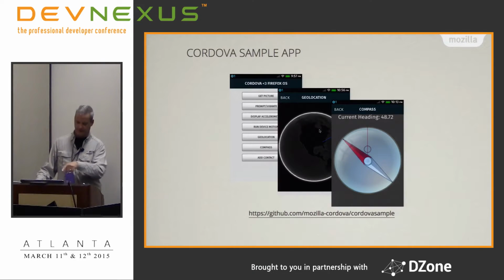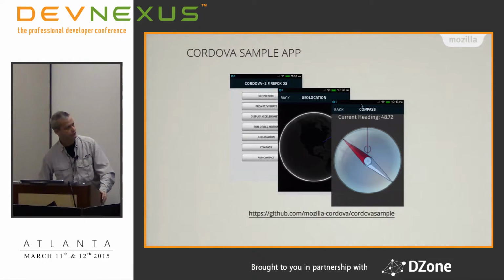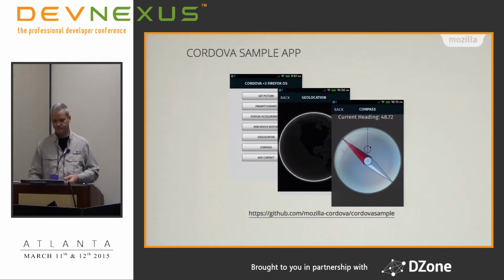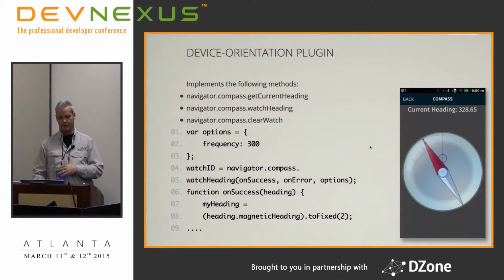Here's just a couple screenshots from our Cordova sample app. I actually wrote this app, and that's a WebGL globe there in the middle, and a very ugly compass right there. But for all the 15 plugins, we have examples of using each one of them if you're interested in Cordova. Here's an example of one, the device orientation. It lets you do a watch on the compass, and in this particular case on the current heading, I think, the magnetic heading. And what I'm doing here is passing in that every 300 milliseconds, I want to fire a read on the compass. And then it just gives me that back, and I update my graphic to show the needle moving.